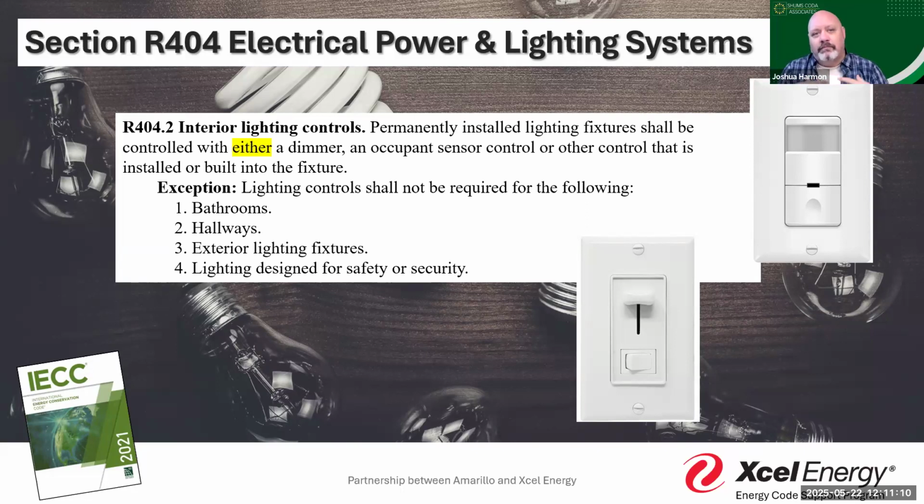It comes in and says that when we have permanently installed light fixtures, they have to be controlled by either a dimmer or an occupancy sensor or other control that's installed and built into the fixture itself, right? That we're going to have some functionality that says I not only have the ability to turn on and turn off my light, but now I can reduce that power or reduce the amount of light I need by the use of a dimmer.